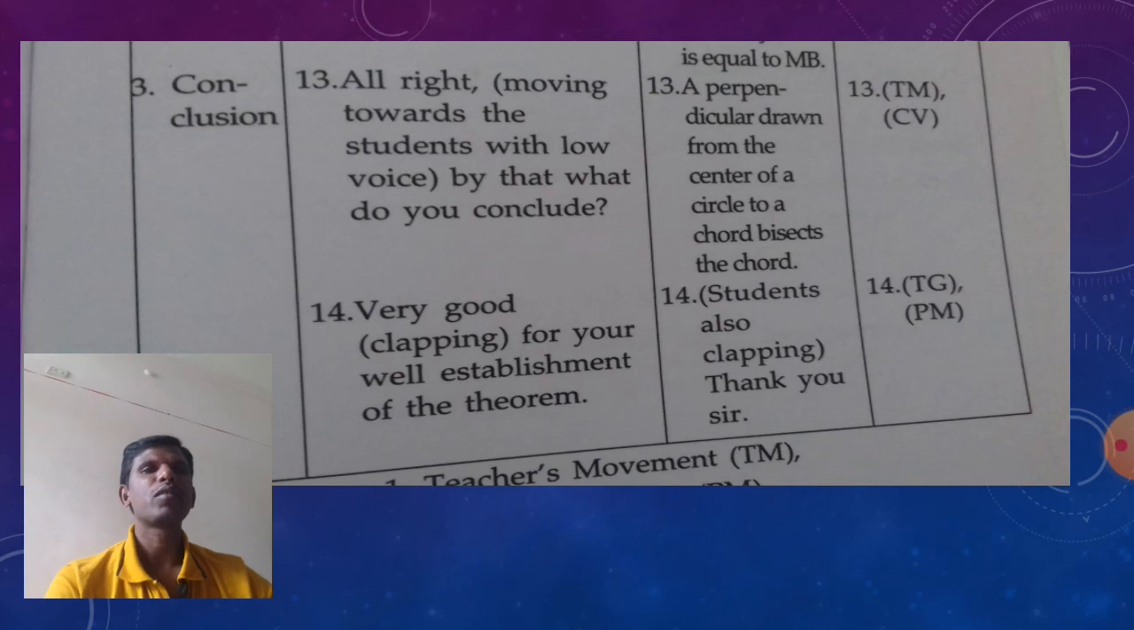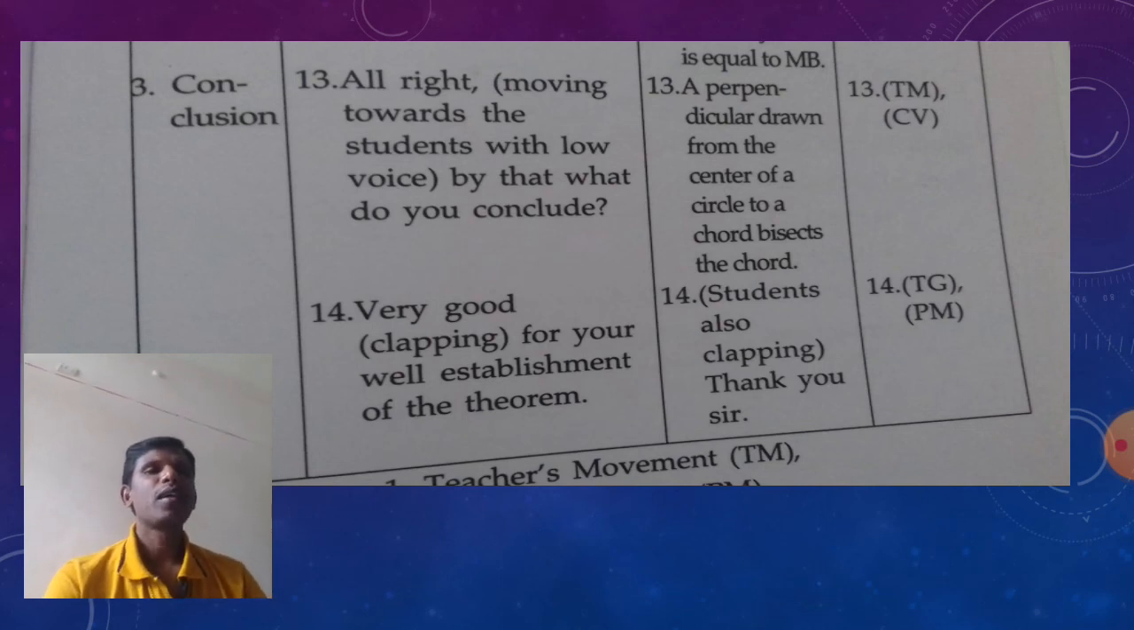All right, moving towards the students, we should not stand near the blackboard, as I told already, whenever it is not required. So by that, what do you conclude? The student replies, a perpendicular drawn from the center of a circle to a chord bisects that chord. The teacher movements and change in voice. Very good. Clapping. We should give claps to the response of the students for your well establishment of this theorem. Students also clap. Thank you, teacher or madam or sir. Teacher gestures and people's movement we can expect in this stage.